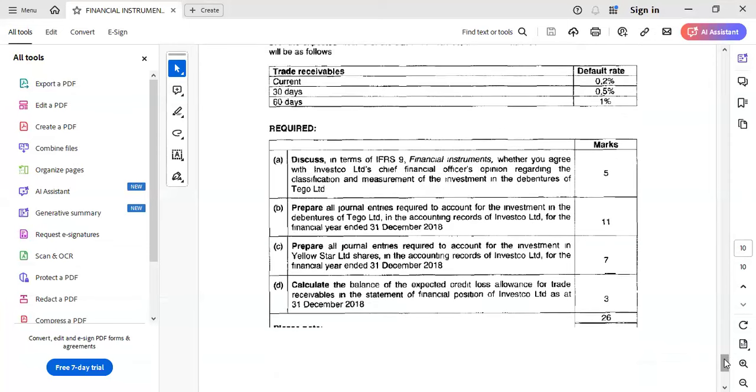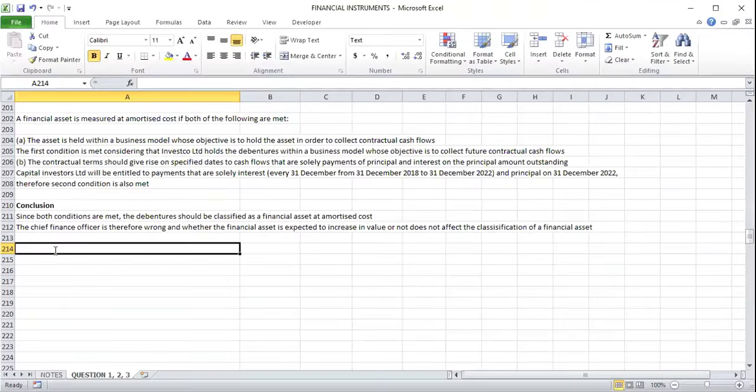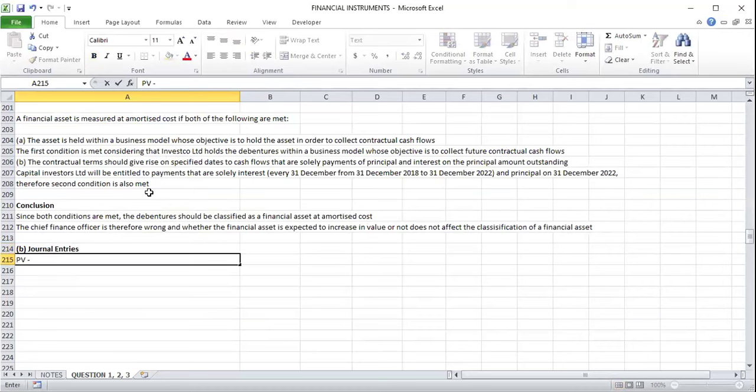Prepare journal entries required to account for the investment in Tego Limited debentures in the accounting records of Tego for the year ended. First of all, remember, as long as it's at amortized cost, we have to determine the effective interest rate. Right. So we'd say our PV is equal to our fair value plus transaction costs.